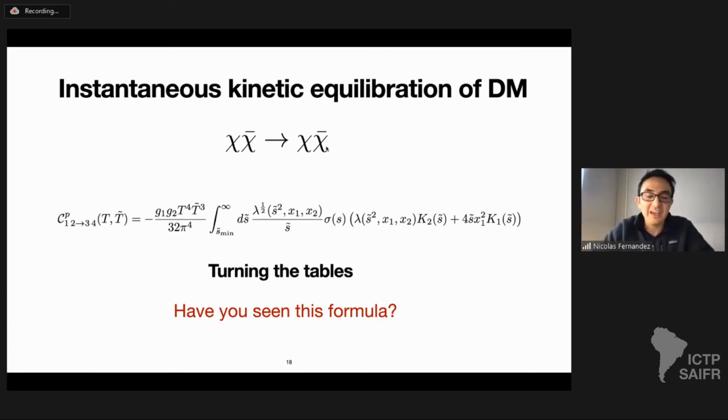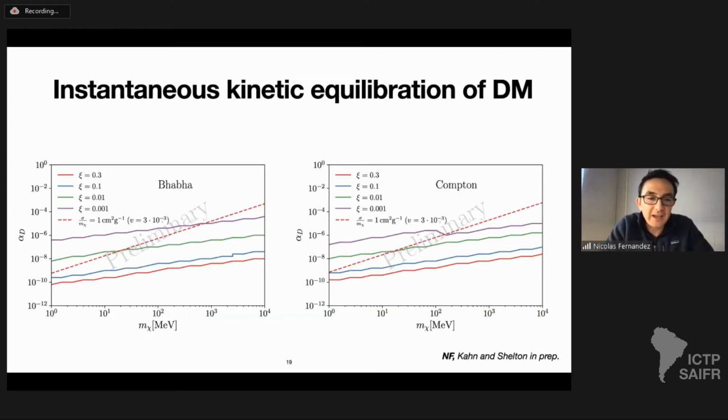This is just the momentum transfer, if you wish, between Chi1 and Chi2 when both are at different temperatures. And this is the way that I'm going to test the idea of instantaneous kinetic equilibrium. The change of momentum has to be bigger than Hubble, and this is the parameter space where that is true.